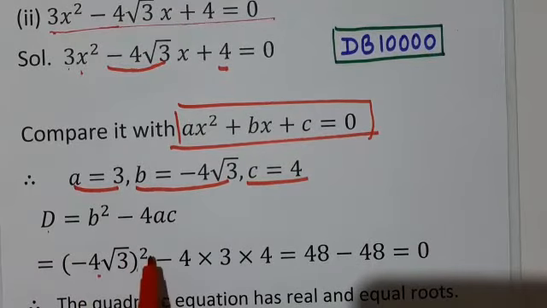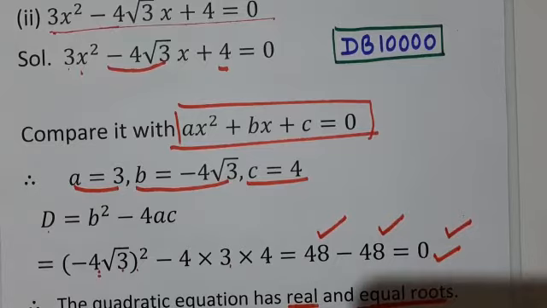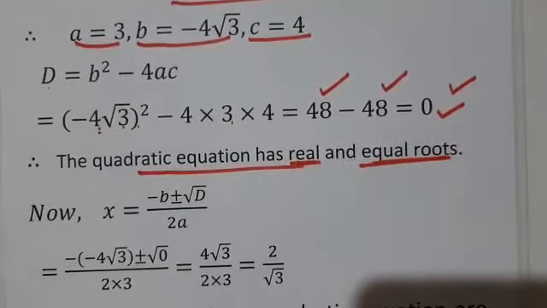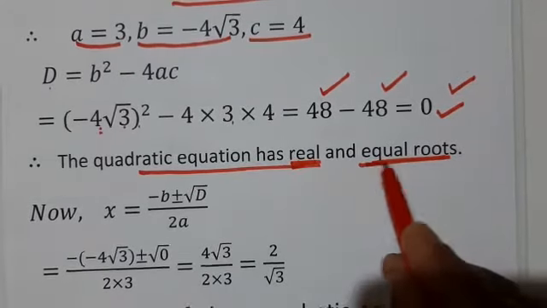B square, 4 4s are 16, and root 3 square is 3. 16 times 3 is 48. Minus square, that is plus 48. And 4 4s are 16, times 3 is 48. That is 0. The quadratic equation has real and equal roots, because D is 0, the nature of the roots will be real and equal.